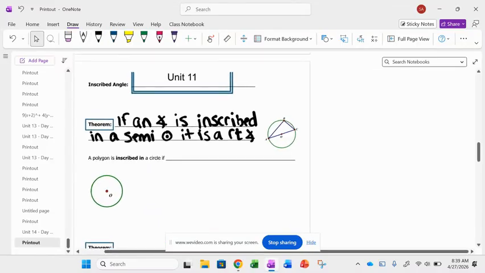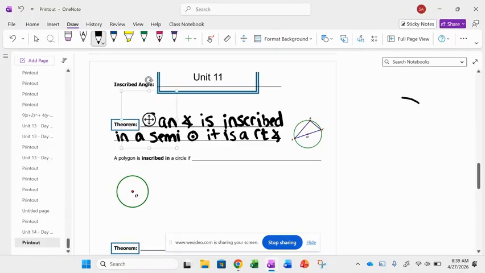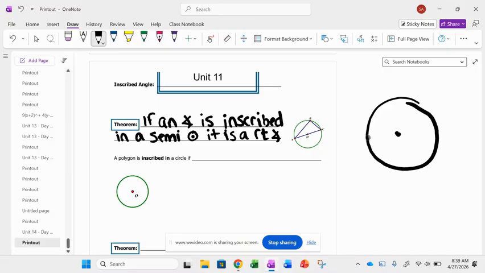So what does this mean? What this means is an angle inscribed in a semicircle is a right angle. Do we all agree a semicircle is half a circle? And what is that special line that splits a circle in half? What is it called? That special line that splits a circle in half?